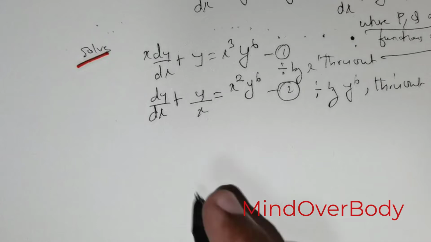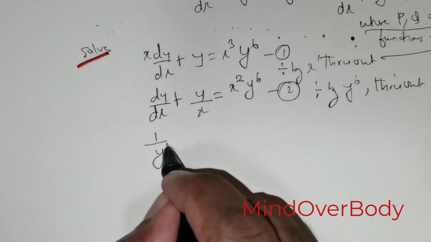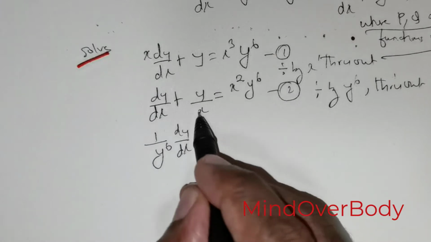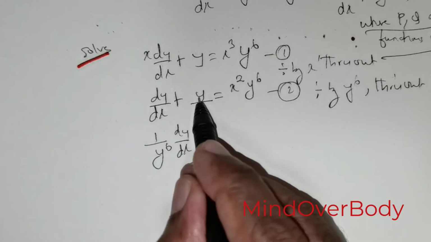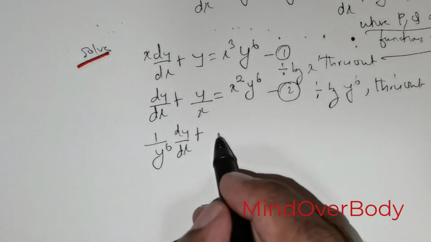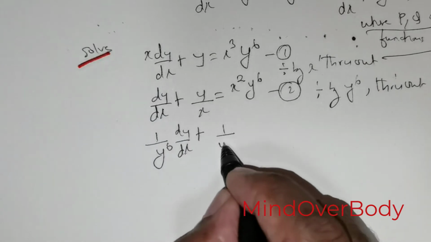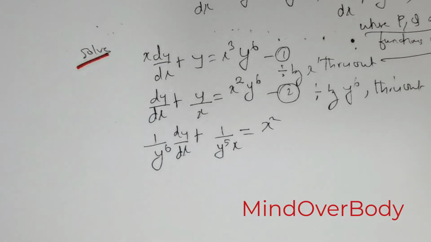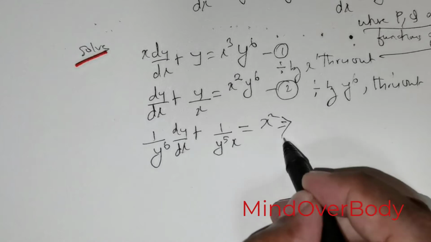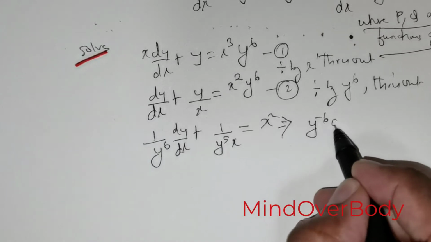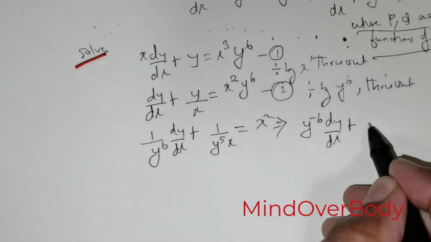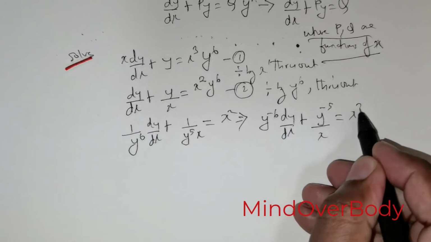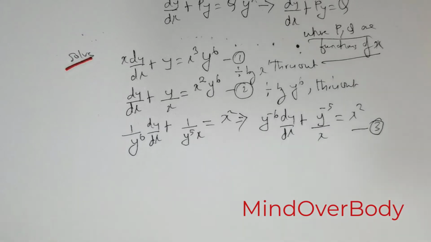So when we do that, this is going to be 1/y^6 · dy/dx + 1/(y^5·x) = x^2, because the y and y^6 get cancelled, and of course y^6 goes away on the right side. Now I'm going to rewrite this as y^(-6)·dy/dx + y^(-5)/x = x^2. So now I will take it as 3.